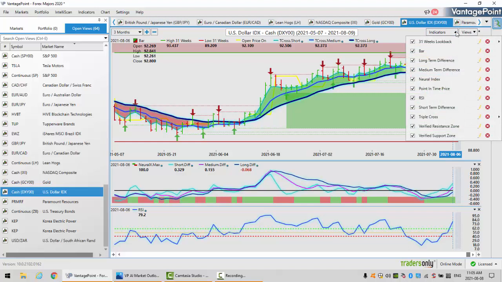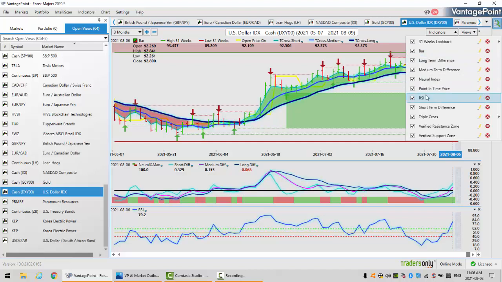The 52 week look back, excuse me, has been modified to 31 weeks. So for the case of this presentation, we're just going to call that the yearly range. We're using bars, not candles, the long-term predicted difference, the medium-term predicted difference, the neural index, point in time. The point in time is set to 1 week. So every week, the point in time draws this yellow line across the screen to give me that weekly opening price, which I'll discuss further in a minute.